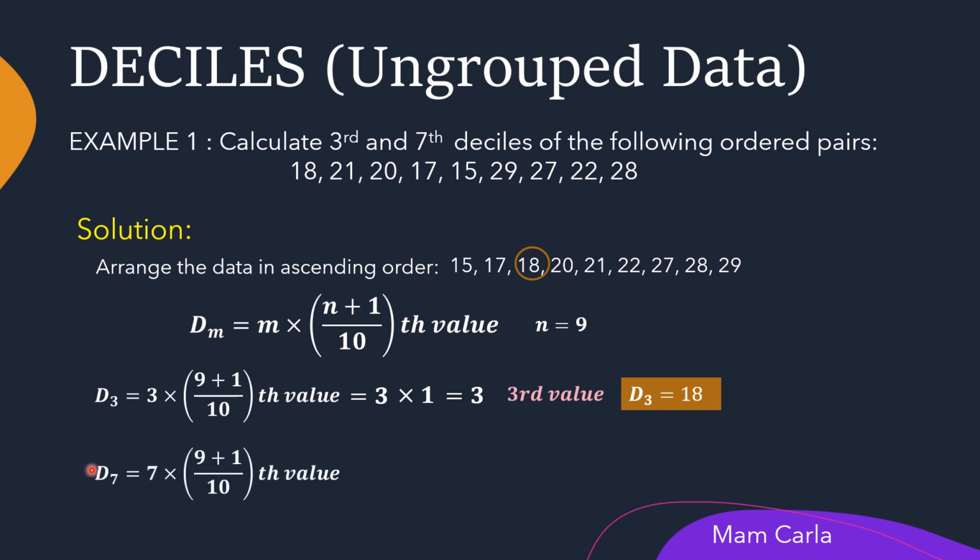Now let's have the d sub 7 or the seventh decile. So 7 times the quantity of 9 plus 1 over 10. So we copy first the 7 and then simplify what is inside the parenthesis, and that is 1. So 7 times 1 is 7. So we will be locating the seventh value in the given data set. So the seventh value is 27. And that will be our d sub 7, which is equal to 27.